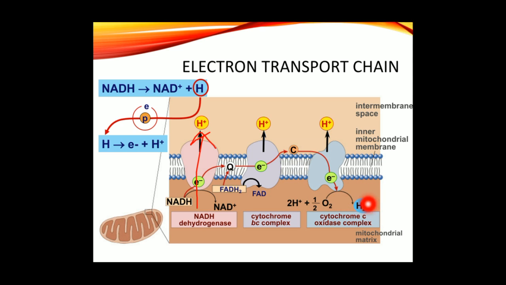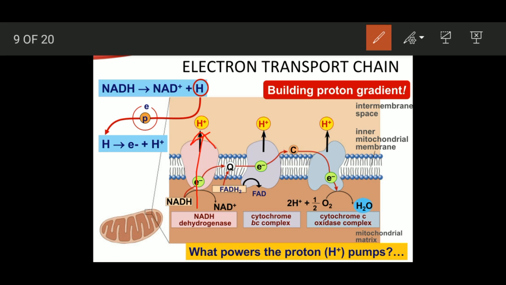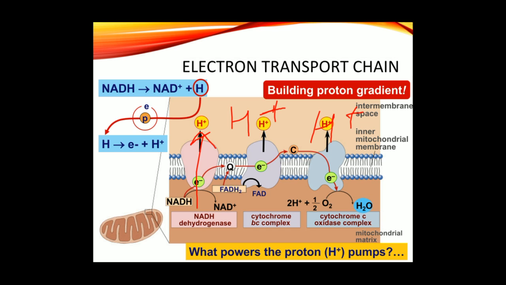This is the basic idea here, guys. As you can see, the protons are being shifted from the matrix to the intermembranous space. That increases the H plus concentration in the intermembranous space, so the concentration of H plus increases here and decreases in the matrix here. Basic concept here, guys. Now let's move on.